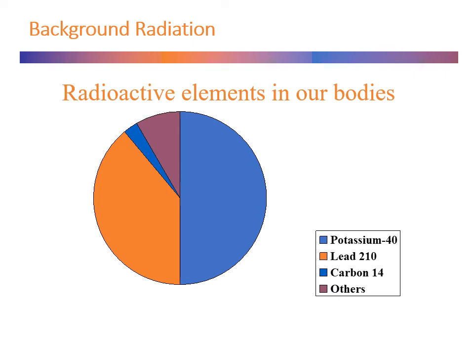Look at the radioactive elements in our bodies. If this pie chart showed 100% of the radioactive elements in our bodies, you find that the majority of it is potassium-40. A little bit of lead-210, carbon-14 that I was talking about earlier, and others. However, this is not all the elements in our body. All the elements in our body are not radioactive, only a very, very, very small percent.